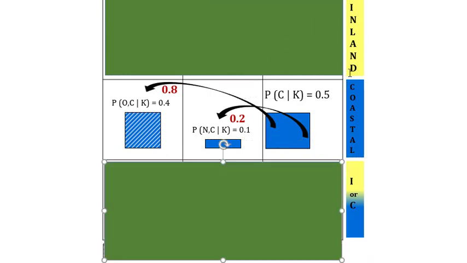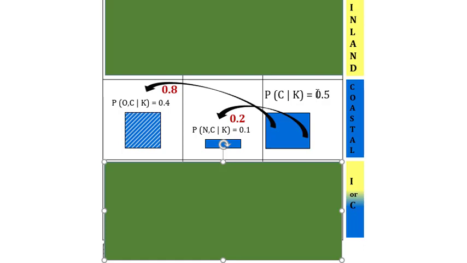Okay, so if we know the drone landed in the coastal area, there is an 80% chance it landed in an old region, and a 20% chance that it landed in a new region.